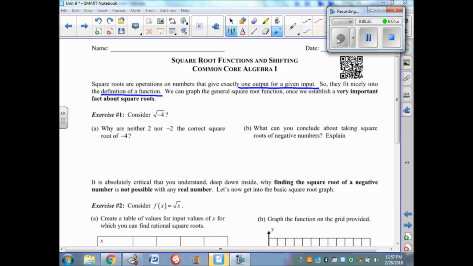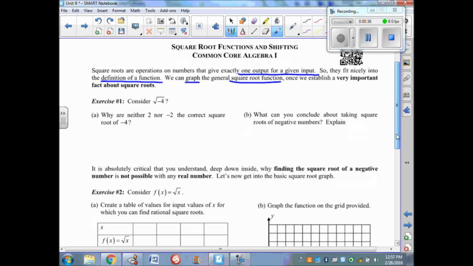It says we can graph the general square root function, which we haven't done yet. So it says once we establish a very important fact about square roots. Well, that very important fact about square roots comes in exercise 1 here. And what I want you to do is consider exercise 1 in A and B. I want you to think about it.